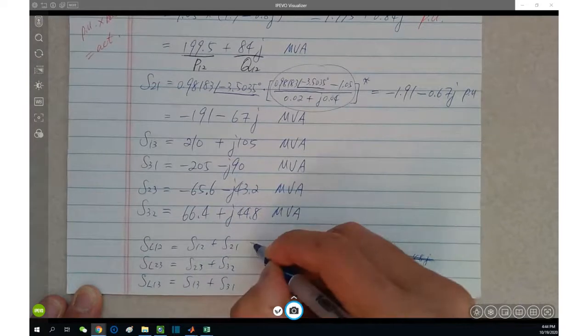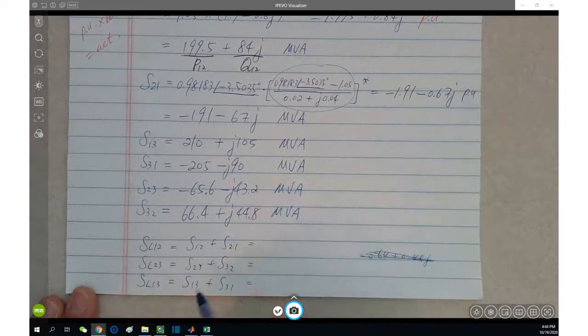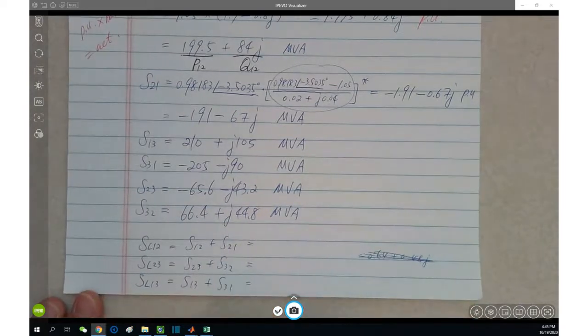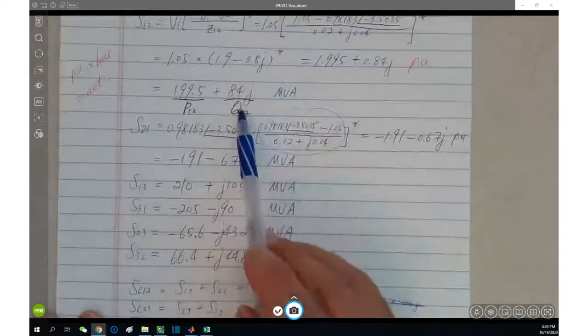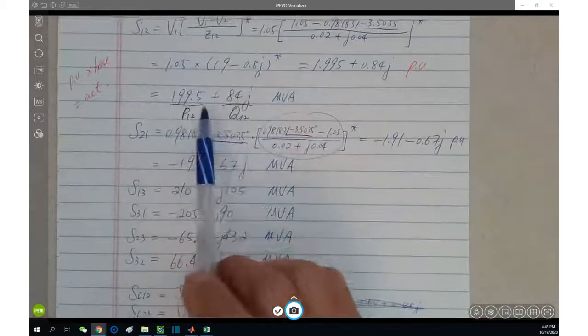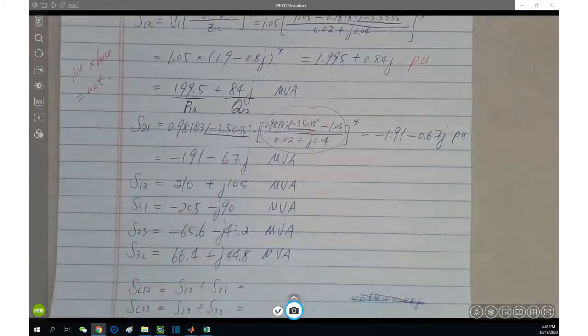Right? Be very careful. It's a plus. Okay, it's a plus. You can imagine, it's not surprising that S12 is positive, positive, and S21 is negative, negative. It makes perfect sense, because the power is one way. You're not having both-way power. That doesn't make any sense.